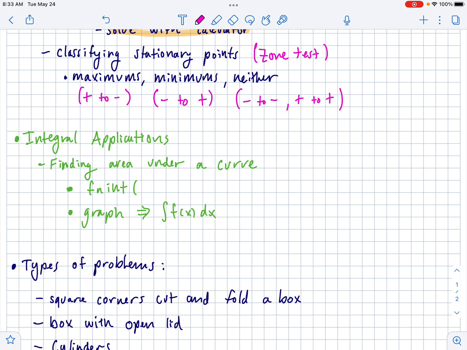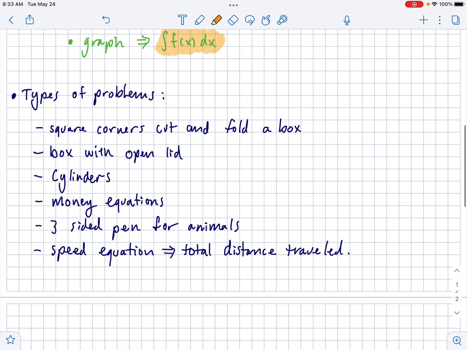Integral applications. This one was mainly just finding the area underneath a curve. So usually they give you some sort of model, and then you have to find a shaded area. We mainly did that with the calculator. There's two ways to do that. You can use fnInt, which is in the math menu, or you could graph the model and then use, in the calculate menu, the integral option where it shades underneath the curve. Those are basically the concepts.